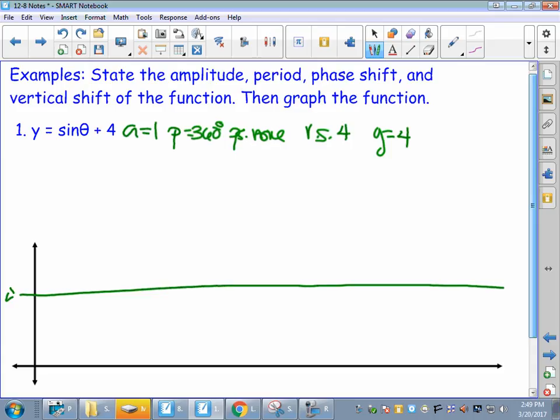I'm going to label it 4, so I know that I went up 4 for scaling purposes. And then since the amplitude is 1, I'm going to go up to 5, and I'm going to go down to 3. And I know that those are 5 and 3 because over here I'm going to label them 5 and 3, up 1 and down 1 from the middle.